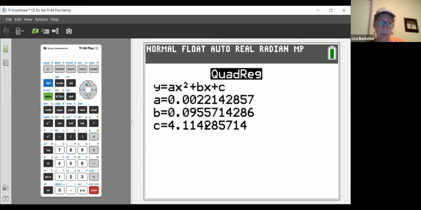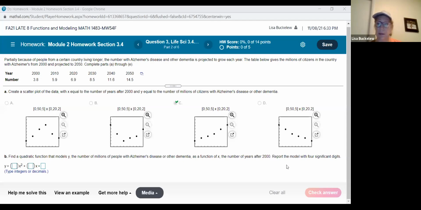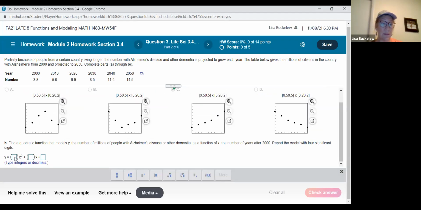So 4.114. Okay, so now let me go back to the homework and let me put that in to the answer so we can get to where we're making projections or predictions or whatever you want to call it with it. Okay, so report the model with 4 significant digits. So the number in front of x squared right here, this was supposed to be the A value that we got from our calculator. We rounded it to 4 significant digits is 0.002214. Next was what we put in for the B value. That's what goes with x. And to 4 significant digits was 0.0 and then 9557.